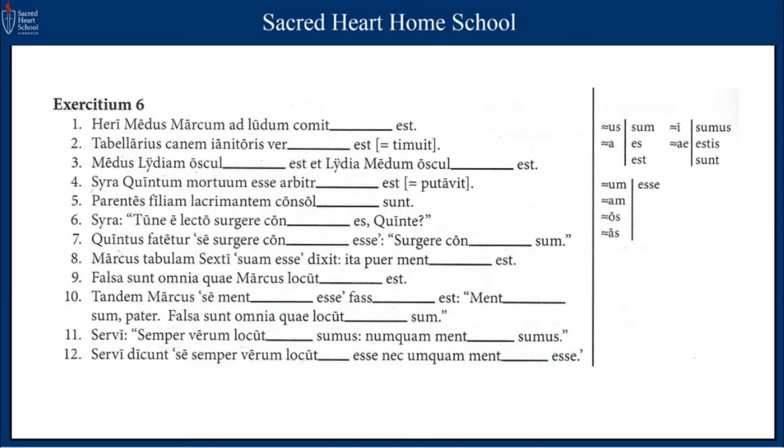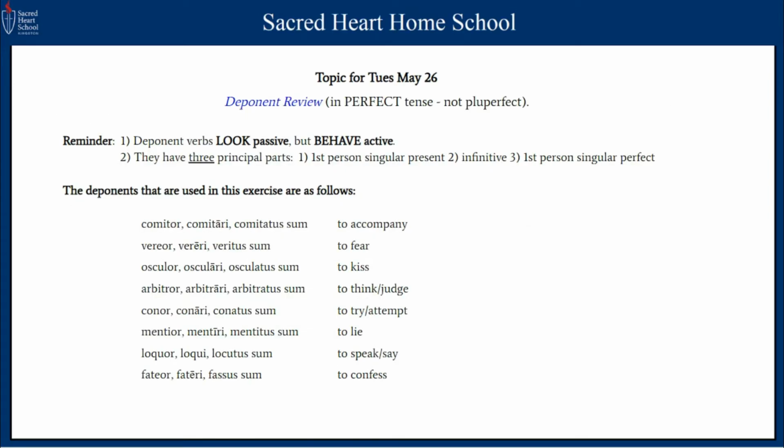So let's take a look at a review of deponents. Again, deponent verbs look passive but behave actively. Typically they have 3 principal parts instead of 4, like regular verbs. The first is first person singular, present tense, comitor. Number 2 is the infinitive, comitari. And third is the first person singular perfect tense, comitatus sum. And that'll be the focus for this exercise.